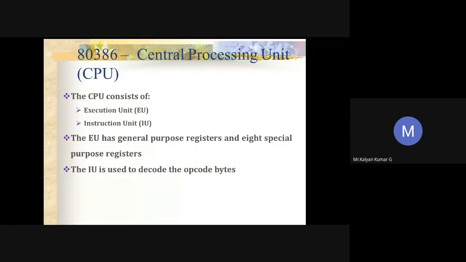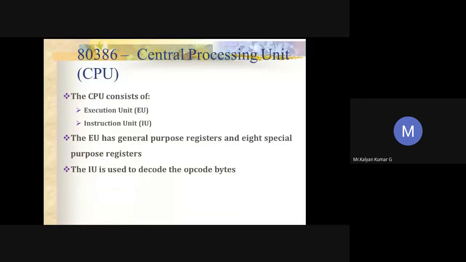What are the blocks you observed in the CPU? So the central processing unit consists of what? Two units. Under central processing, we have two units. One is your control unit, execution unit. The other one is the instruction unit.